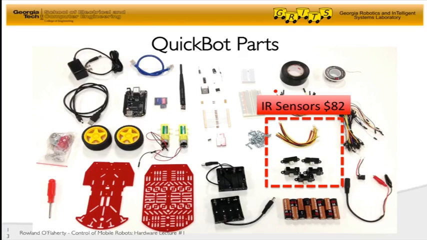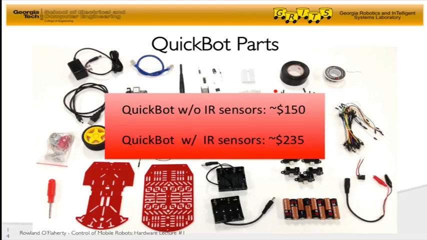Now, you can build the robot without the IR sensors and drive it around and just use the wheel encoders, but you won't be able to do the object avoidance, but you'll have a significant savings in the cost. So in total, the QuickBot without the IR sensors is going to be around $150, and the QuickBot with IR sensors is about $235. This is a significant cost savings versus, say, the Capera robot, which costs thousands of dollars. So we tried to make the QuickBot in the range of about a high-quality textbook.